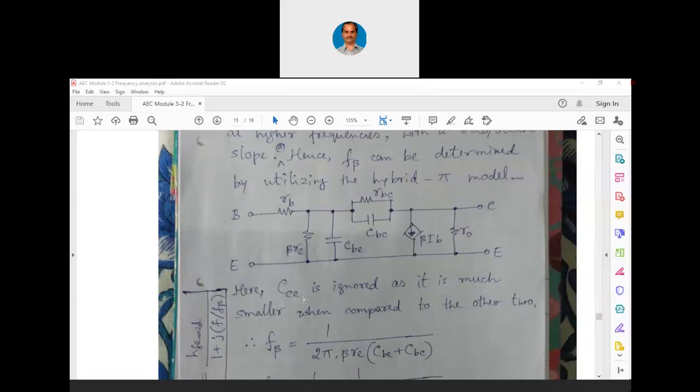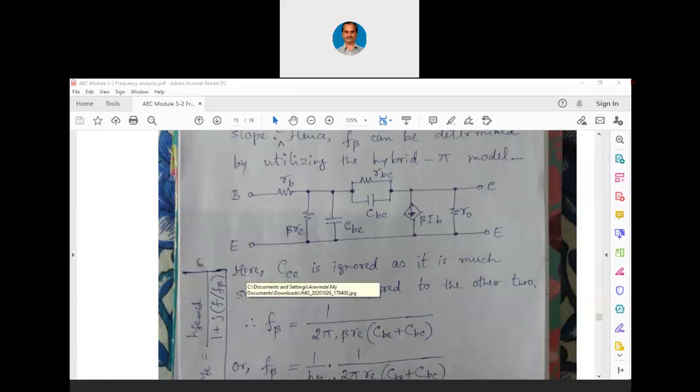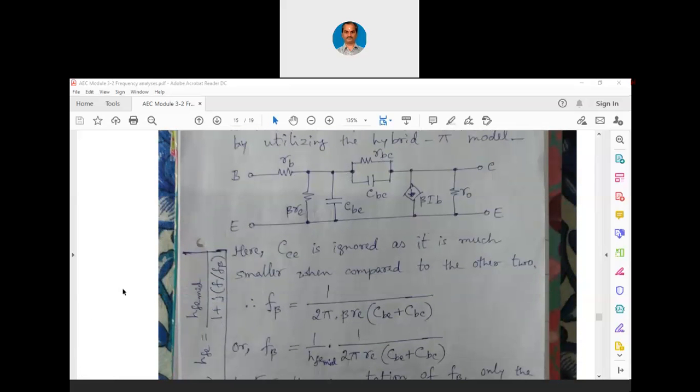Here CCE is ignored as it is much smaller when compared to the other two. Collector to emitter capacitance is actually a composite capacitance of collector to base capacitance and base to emitter capacitance. So it is of much smaller value. It can be ignored when it is compared to CBE and CBC. So using this hybrid pi model, we can write an expression for f beta.